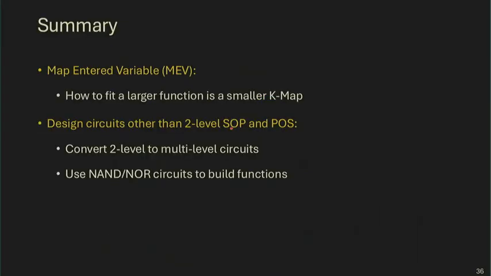All right. So as a summary for today, we talked about mapping variables to fit a larger function into a smaller K-map and still do logic minimization. We then talked about some alternative implementation styles other than two-level SOP or POS. We talked about multi-level circuits by applying distributivity. We also talked about NAND/NOR conversion for two-level and multi-level circuits through bubble pushing. And that's everything for today.